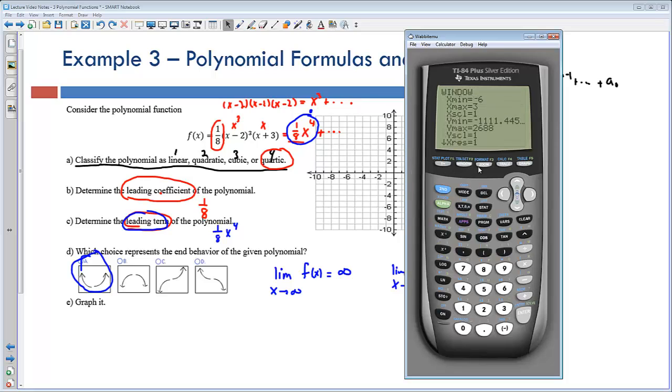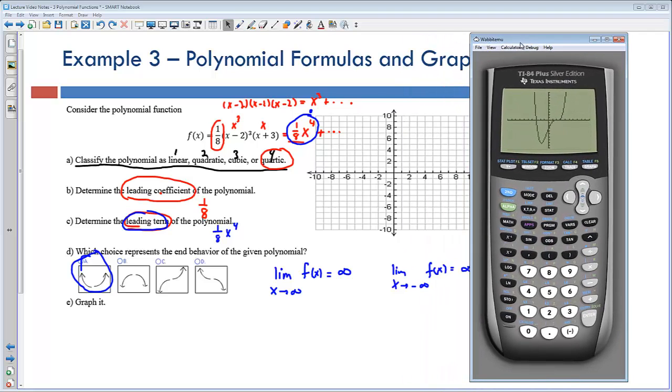because it says here negative 10 to 10, negative 10 to 10. So when I zoom this, I'm going to go down to zoom standard. Instead of doing it by hand, you can just use standard. I'll do a negative 10 by 10 window so you can see what it kind of looks like. So there's what it looks like right there. All right, so you can see that on the ends, I'm going to go to the left, it ends up, and you go on the right, it ends up. So my end behavior looks like A.